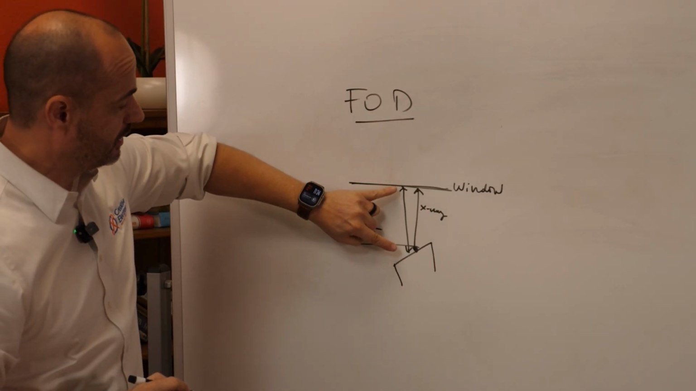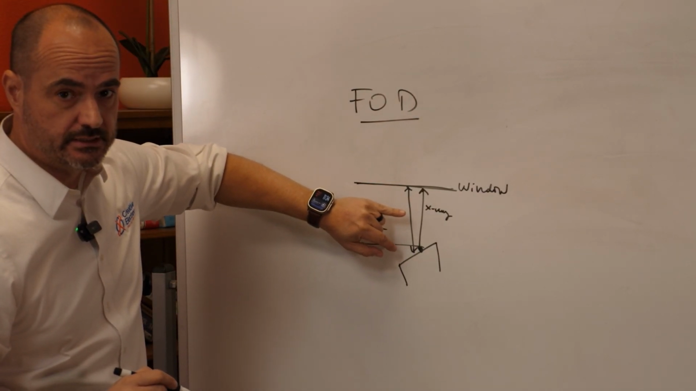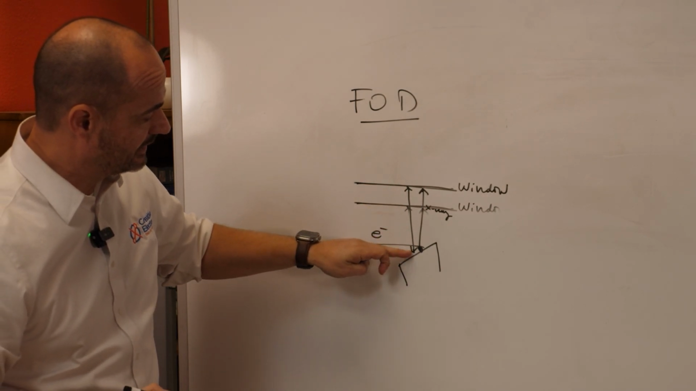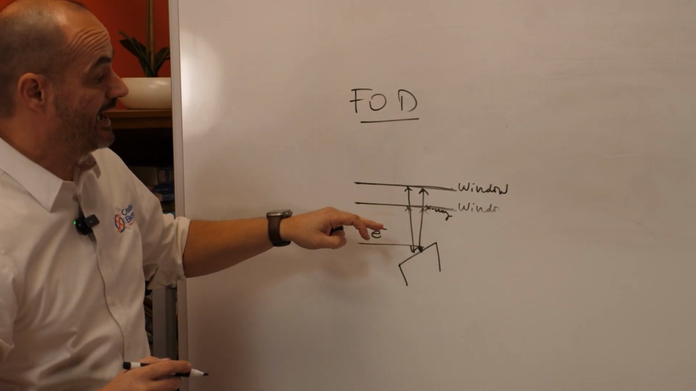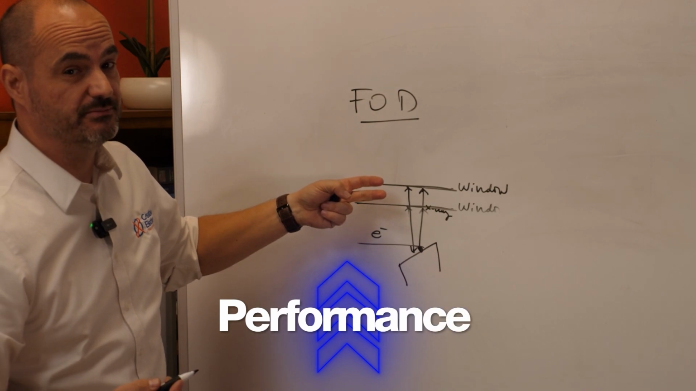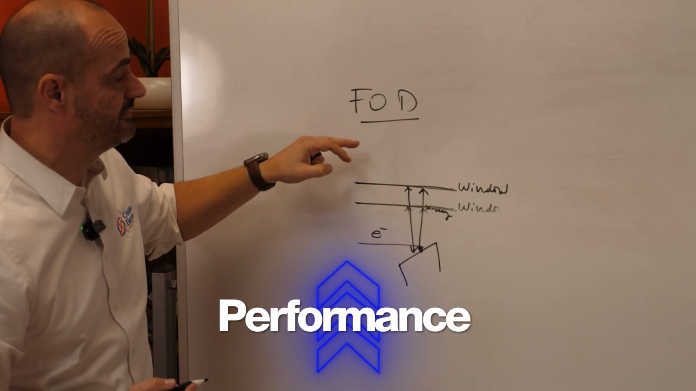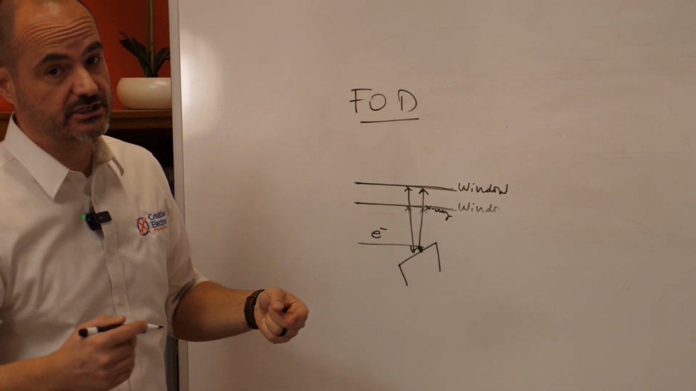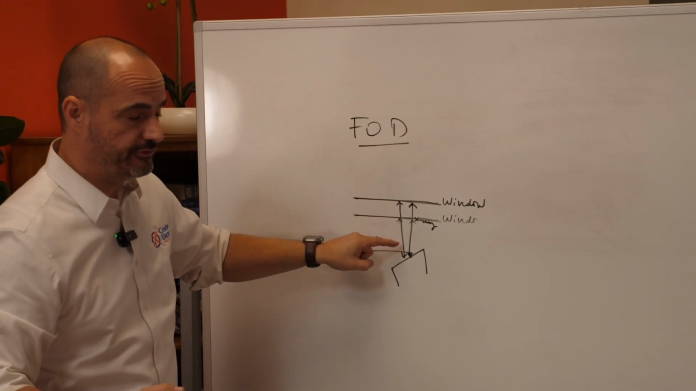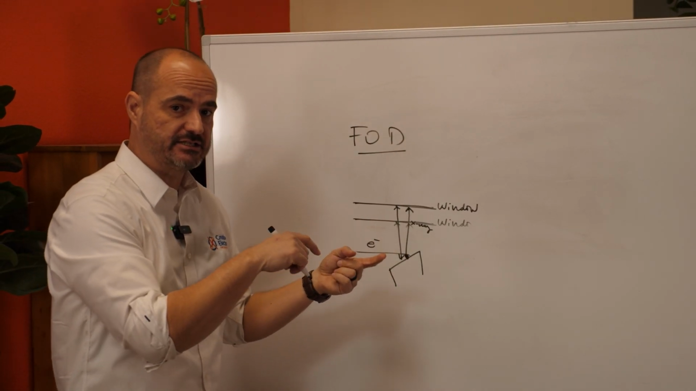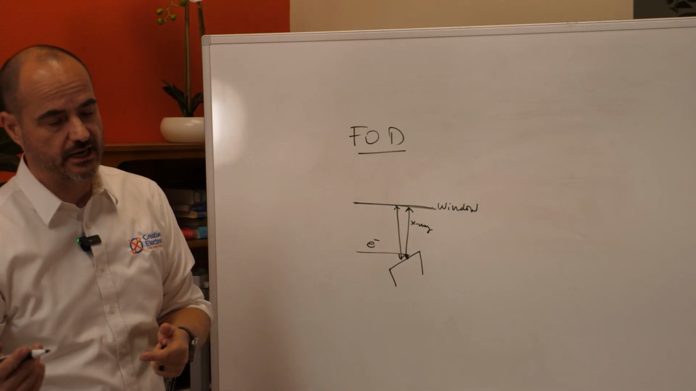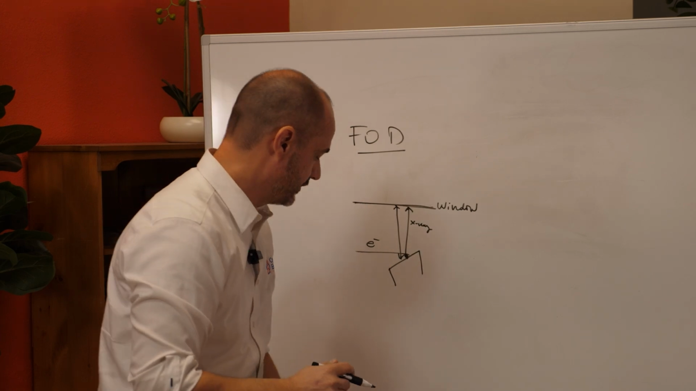And the smaller the FOD, the closer you can get to the location of the target, the higher the performance of the tube, because you can achieve higher magnification. And with that, it costs more money. So smaller FOD, higher mag, that's the impact on performance, higher magnification that can be achieved, but at the same time, you're going to pay more money for that.